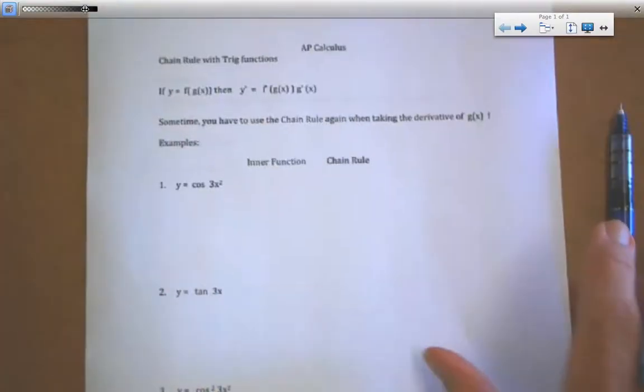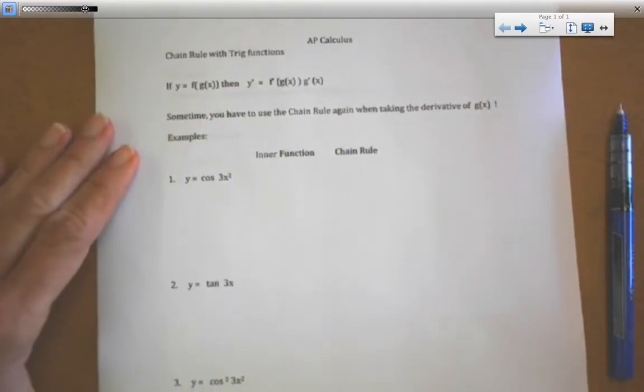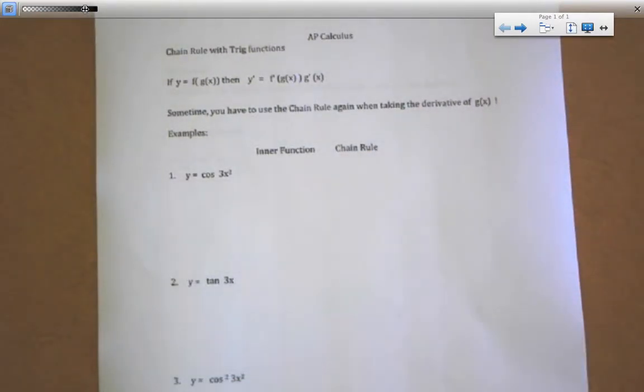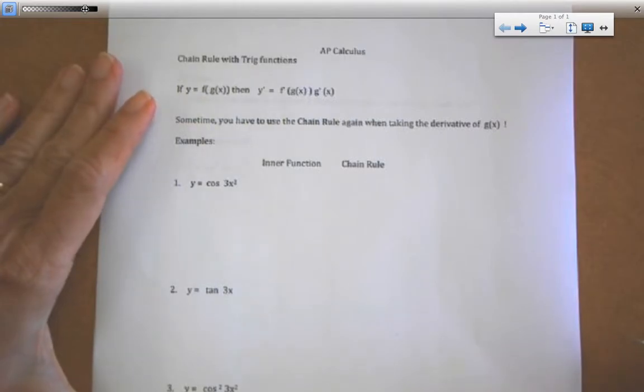Okay, now let's go to your notes that I gave to you in class. And these will be your chain rule notes. And these are going to be a tad more challenging than what we did today. You're going to have to recall your trig rules and how to use the chain rule.